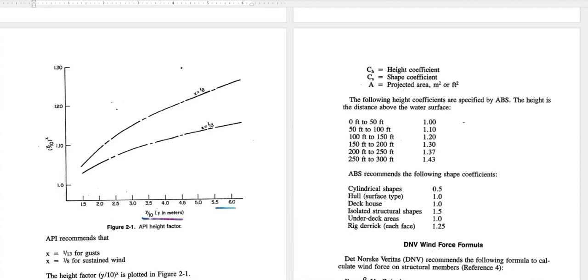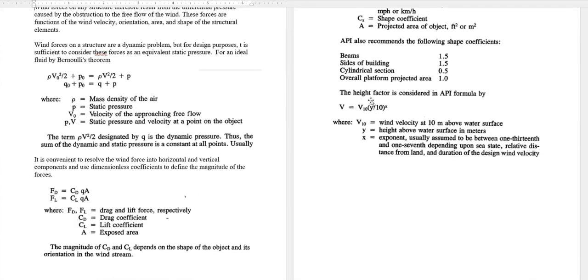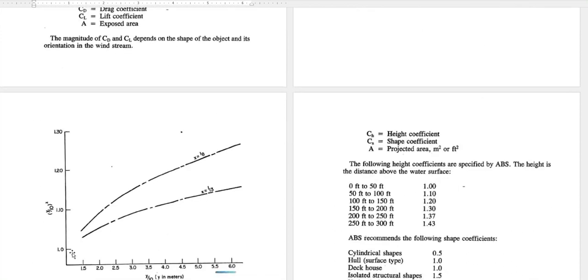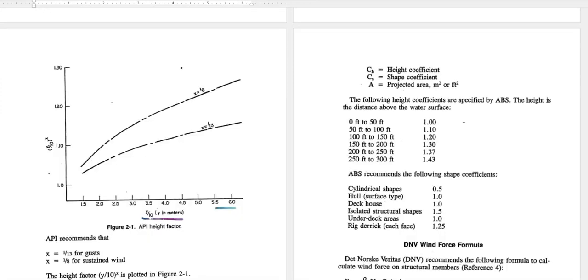So here, velocity depends on, like, velocity at 10 meters into (y by 10) power x, which means that factor can be 1.10, 1.20, 1.30. It depends on this 1 by 13 that we have seen, right? That is for gusts, and 1 by 8 is for sustained wind. There is a difference between sustained wind and gust. So wind has a static as well as a dynamic component. The dynamic component is the gust one, which we will see.